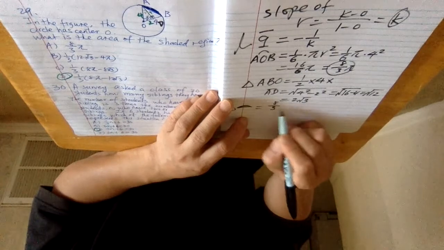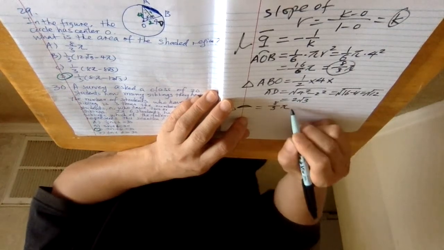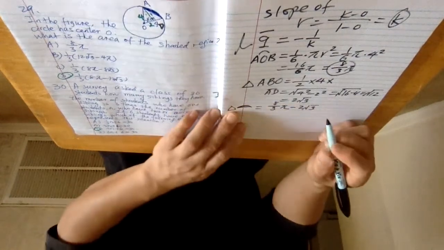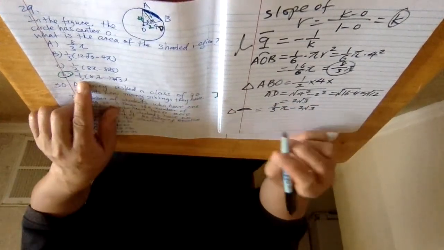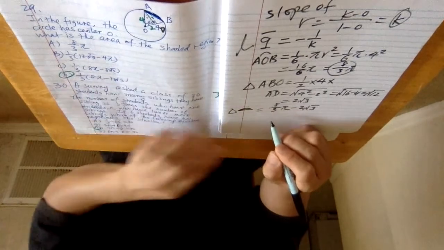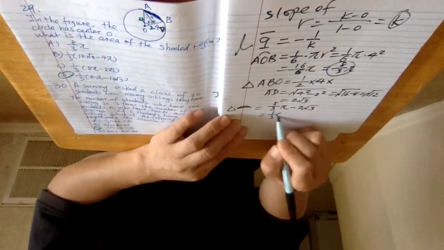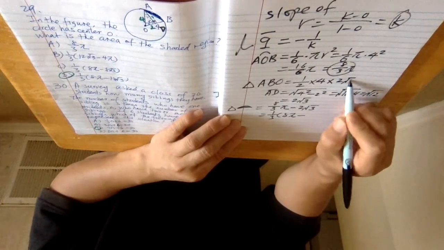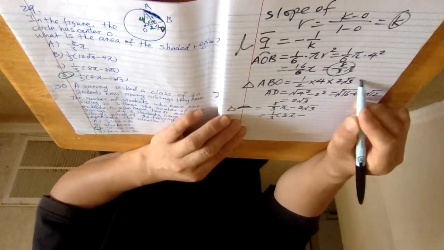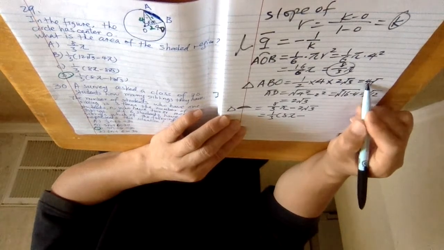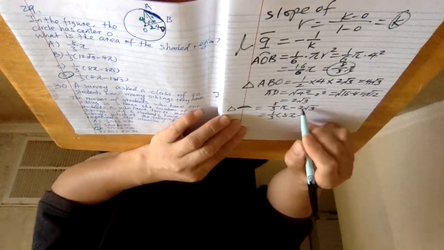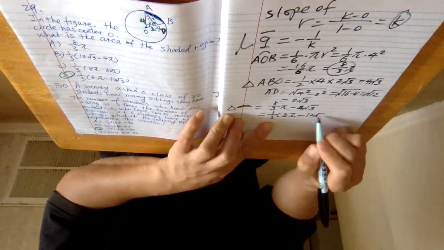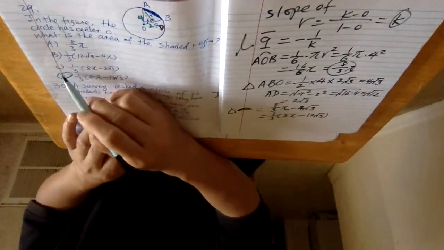Now the shaded area will be 8/3 pi minus 2 square root of 3. Now let's look at the answers. We need to take the 1/3 out from this one because everything comes with a 3. That would be 8 pi minus, here with 2/3, so it will be 4 times square root 3. Okay, so it will be 12 square root 3. So the answer is going to be D.